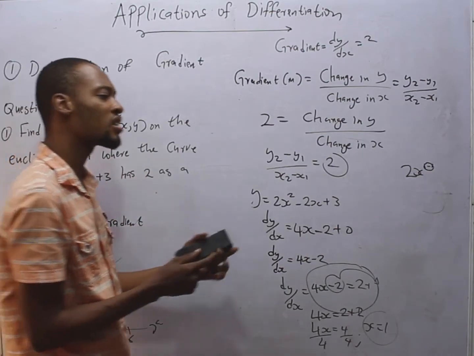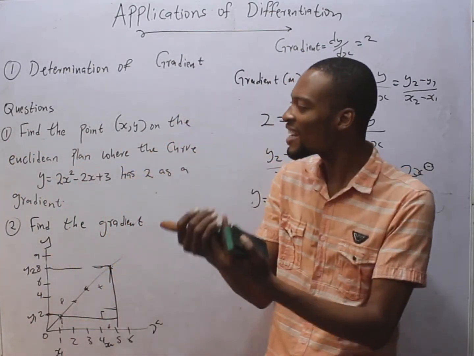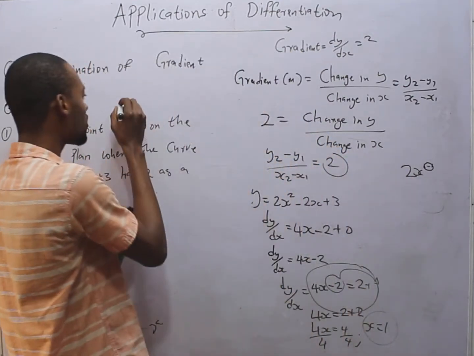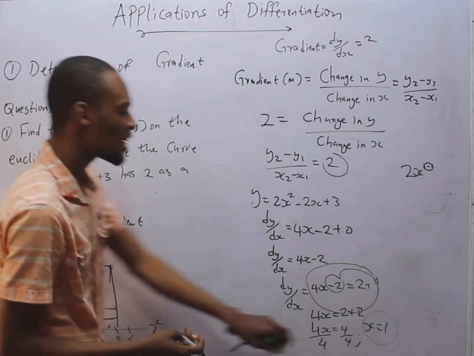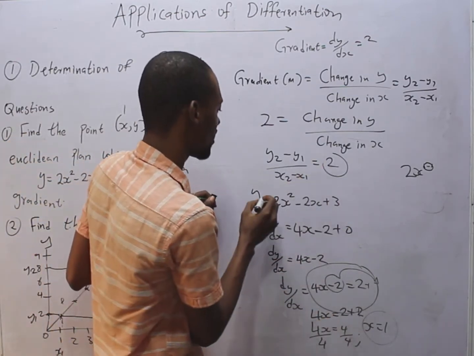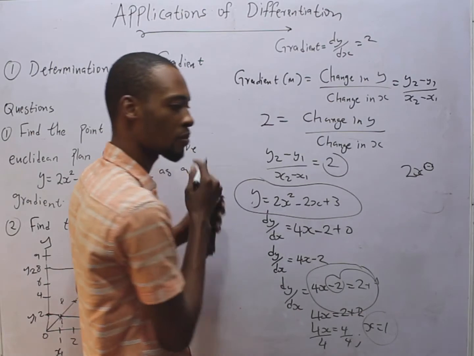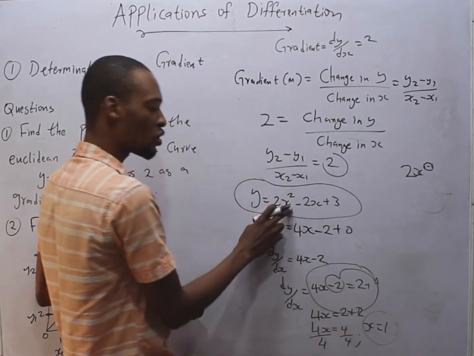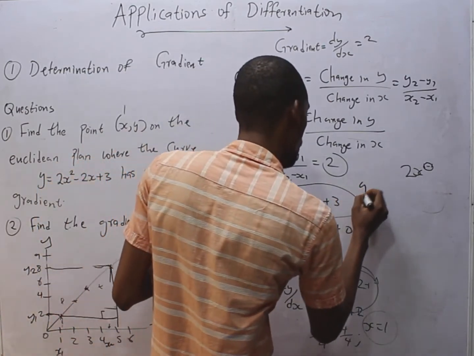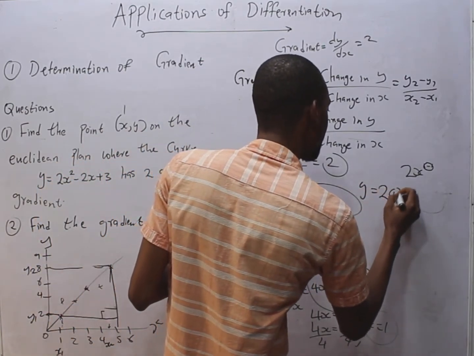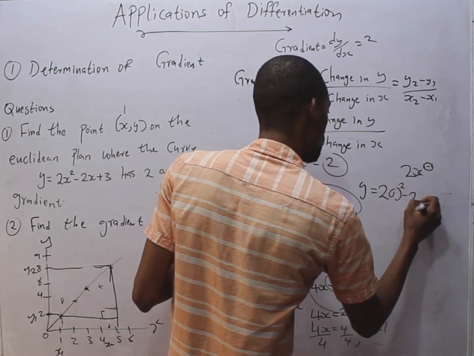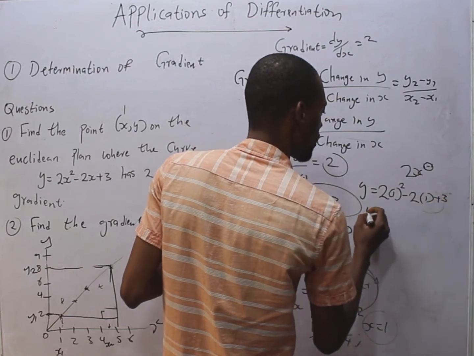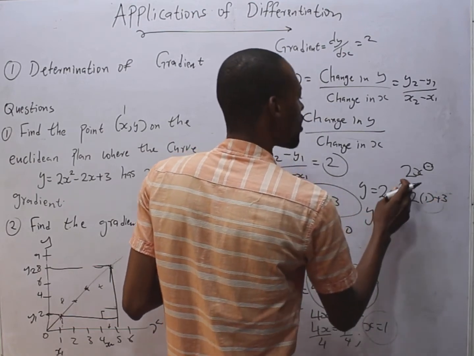Remember, the question says we should find the points s and the point y. So the point s is 1, like we found. How about y? To get the point y, we simply substitute s into this equation. So y is equal to 2s squared minus 2s plus 3. Instead of s, it becomes 1, giving us y is equal to 2 times 1 raised to the power of 2 minus 2 times 1 plus 3. This becomes 1 raised to the power of 2 is 1.